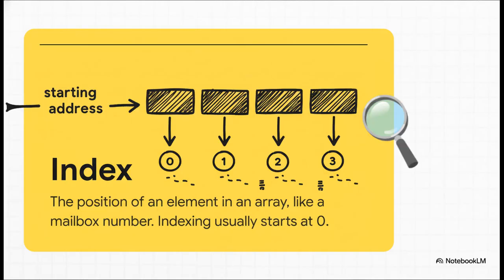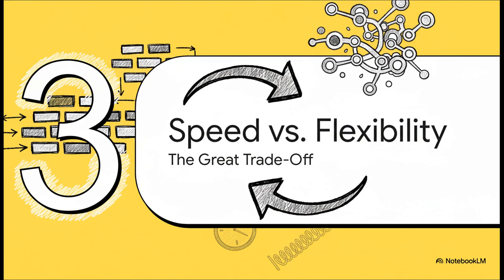Now, that mailbox number we talked about, it has a technical name, the index. It just tells you the position of an item in the array. And here's the one thing that trips everyone up at first. In pretty much every programming language you'll use, the first index is 0, not 1. So why do they do that? Well, it's because the index isn't really a counter, it's an offset. It's asking how many steps do I need to take from the starting address. So to get to the very first item, you take 0 steps. Makes sense, right? This perfectly neat and tidy system gives arrays a kind of superpower.